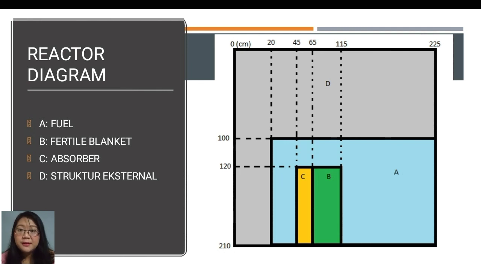And this is the reactor diagram that I use for my calculation. For area A, it is fuel, which consists of LiF 77.5% and thorium fluoride and also uranium fluoride. And area B is the fertile blanket, which consists of lithium fluoride and thorium fluoride. And area C is the absorber, which is made of boron carbide. And area D is the external structure, and it is made of nickel-based alloy.